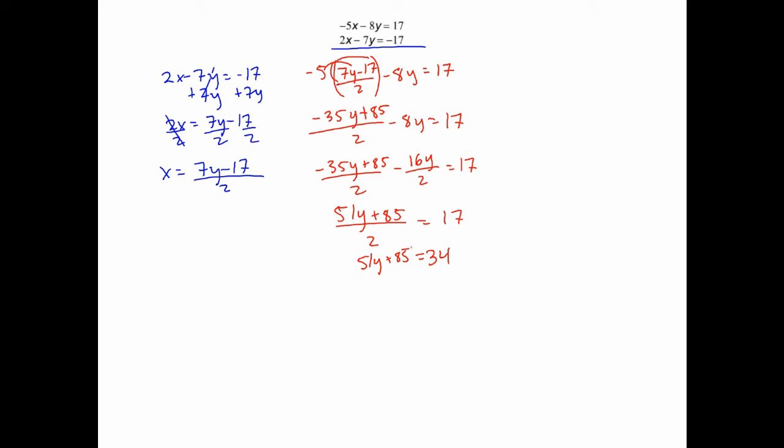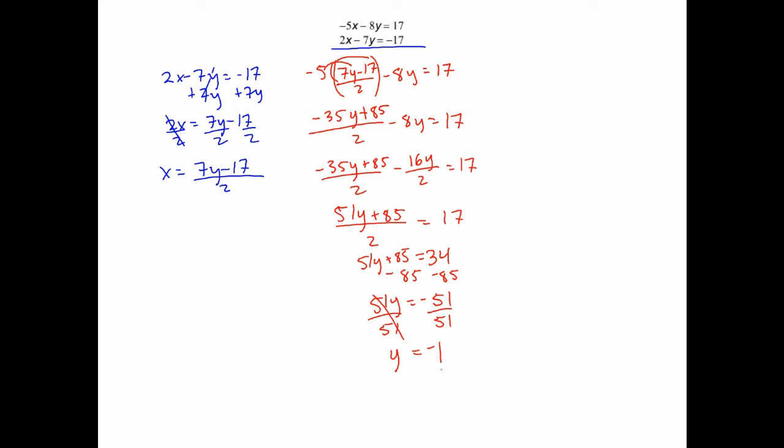Okay, hopefully it starts coming together now. 34 minus 85 on both sides. And we're going to get a negative 51. Perfect. Negative 51y equals negative 51. Divide by negative 51. Divide by negative 51. Y equals a positive 1.